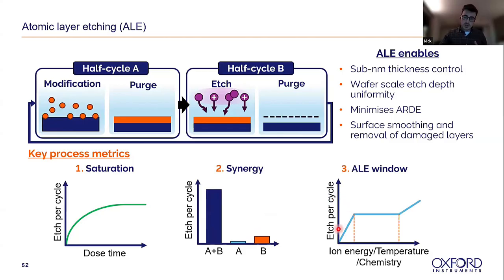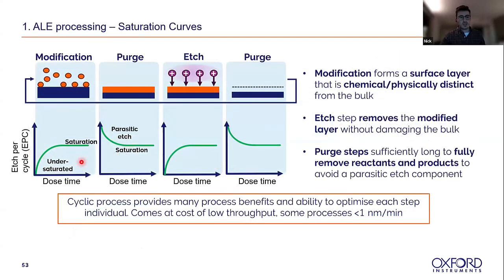And then also the ALE window, so making sure you're in a process space where you're getting a reliable etch per cycle, and you're not etching into the bulk material, and you're not leaving behind some of the modified layer as well. For an ALE process, one of the key metrics to look at is that saturation curve I mentioned. So if you were to develop an ALE process, the saturation curves you achieve probably look something like this. For the modification half cycle, if you don't dose enough material, you'll be in this under saturation regime.